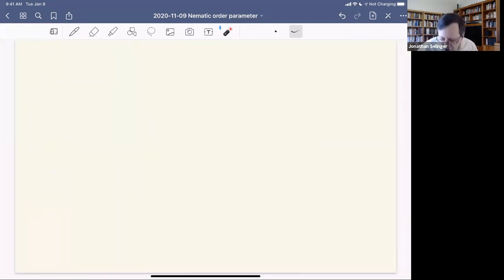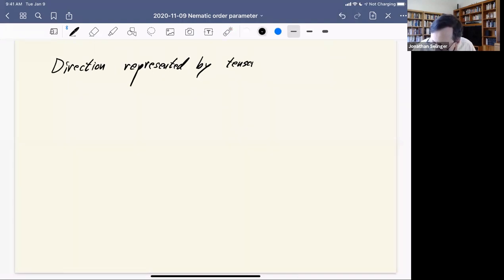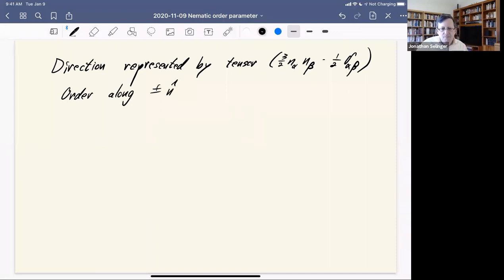Let me say another thing about the direction, and then I have to stop for now. The direction is represented by a tensor, which is 3/2 n alpha n beta minus 1/2 delta alpha beta. This is a tensor, and the tensor carries the information that there is order along plus or minus n-hat.